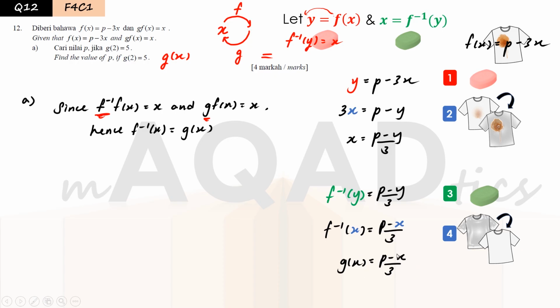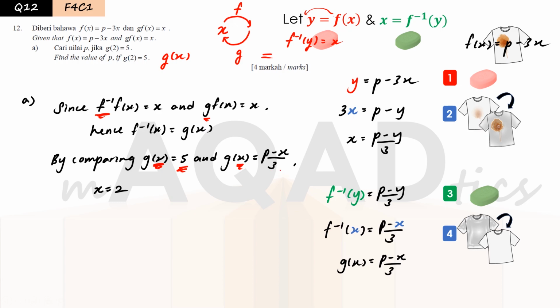Alright, so now we have the function g of x already, and we are given this information. What we need to do is just compare and find the values of x and p. If you compare the things inside the bracket, we have 2 and x, so this means that x equals 2. Also on the right side, we have 5 and p minus x over 3. Just now x was 2, so we equate them together to find the value of p, which is 17.